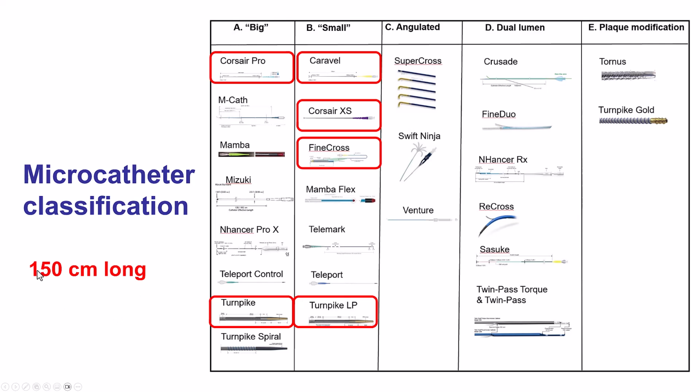150 centimeter long, very important to have long length, not 135, but 150 centimeter long. And those can be either the larger ones, such as the Corsair and the Turnpike, or the smaller ones, such as the Caravel, Corsair XS, Turnpike LP, and the Fine Cross. The smaller the collateral, then sometimes the smaller microcatheters can be more likely to cross. However, those provide less support than the larger ones, such as the Corsair and the Turnpike.